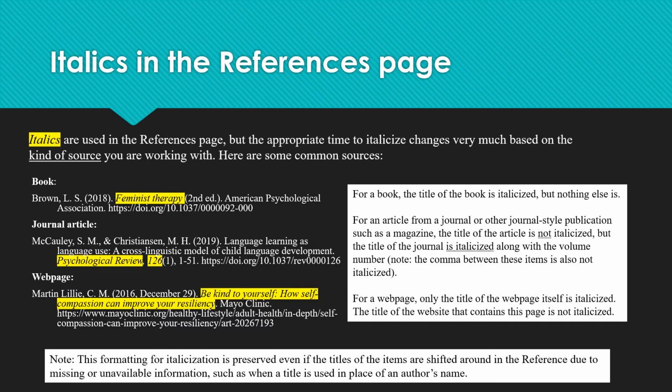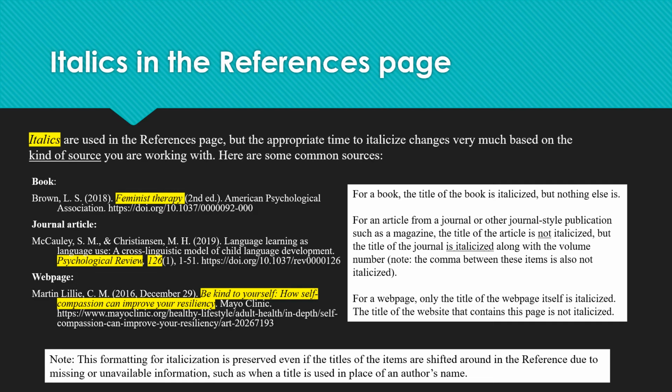As we get into the weeds of the reference page, you'll notice that there are only special instances where italics are necessary. For a book title, the title of the book is italicized, but nothing else is. For an article from a journal or other journal-style publication, such as a magazine, the title of an article is not italicized, but the title of the journal is italicized, along with the volume number. So note, there is usually a comma between these items, and that's also not italicized. But that tends to be one of those tiny details that a lot of times gets missed. For a web page, only the title of the web page itself is italicized. The title of the website that contains the page is not.